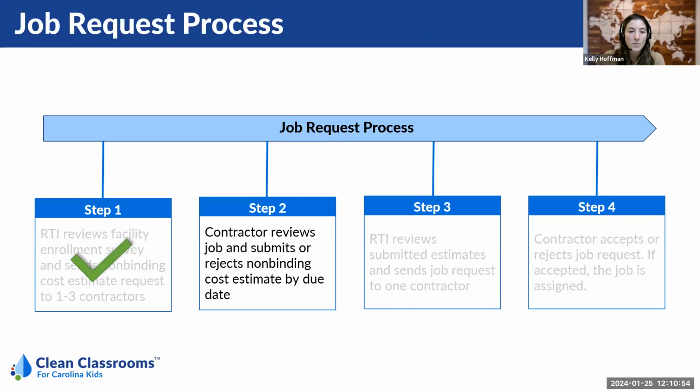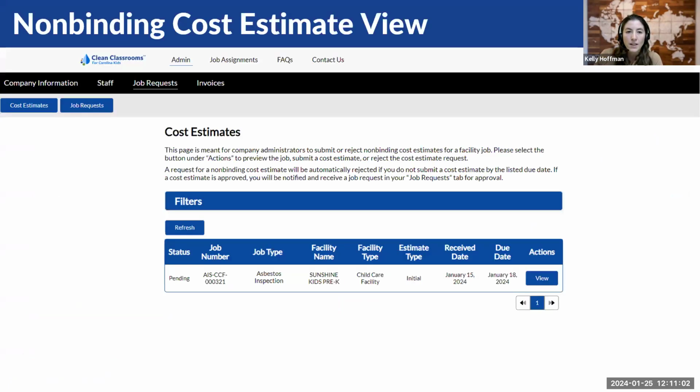Second step: the contractor reviews the job and submits or rejects the non-binding cost estimate by the due date. You will soon see this additional functionality in your portal to review non-binding cost estimates. This is an admin-only functionality, so only the company portal administrators in your company will have access to all of the information that we're covering in this entire job request section. When a non-binding cost estimate request is sent to your company, you will receive an email notification, and you'll also see it in your cost estimate table shown here.